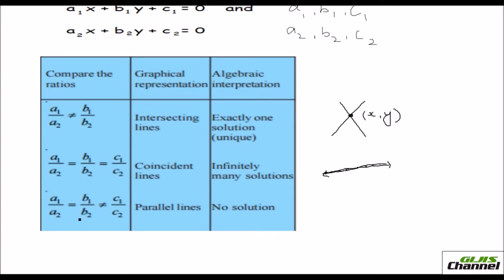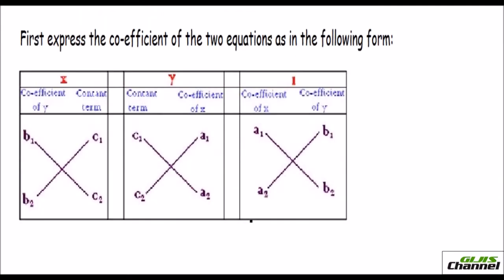In case a1 over a2 is equal to b1 over b2, but they are not equal to c1 over c2, then you can say that the lines are parallel and they don't have any common point, so there is no solution here. Understood? Let's see how to solve this problem in the cross multiplication method.